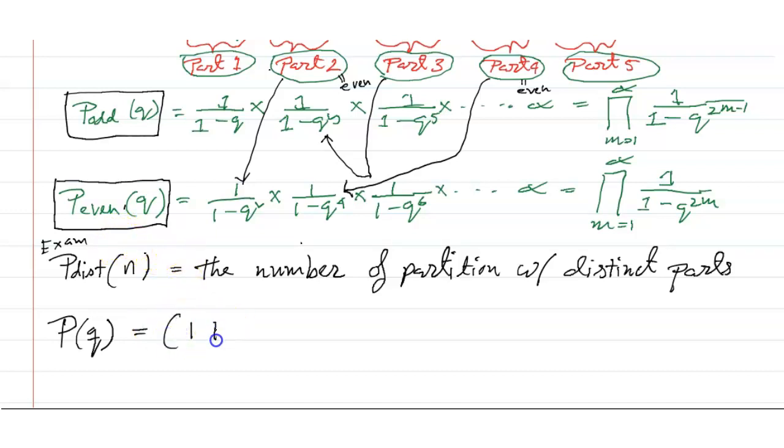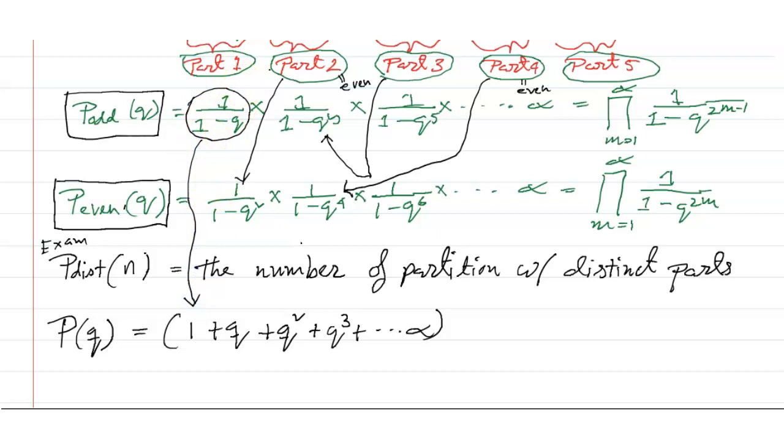1 plus q, 1 plus q. The generating function can be written this way: 1 plus q plus q square plus q cube plus up to infinity. I just explain this portion, I just break these portions, friends: 1 minus 1 by q, 1 minus 1 by q, this way I can write.